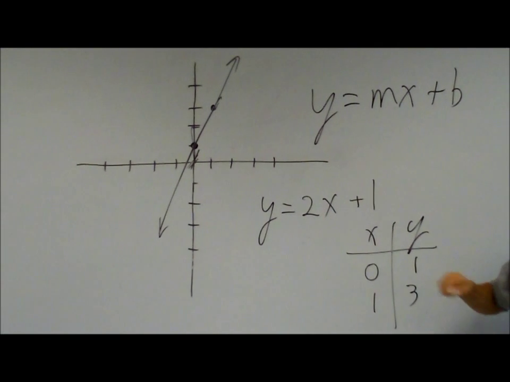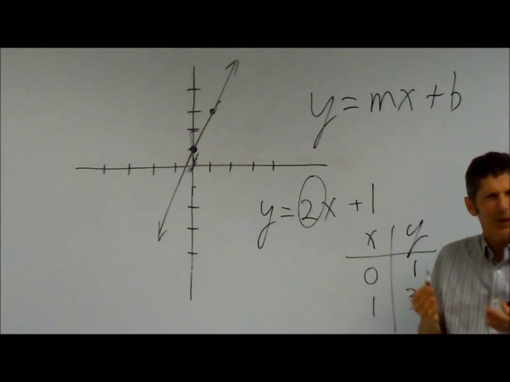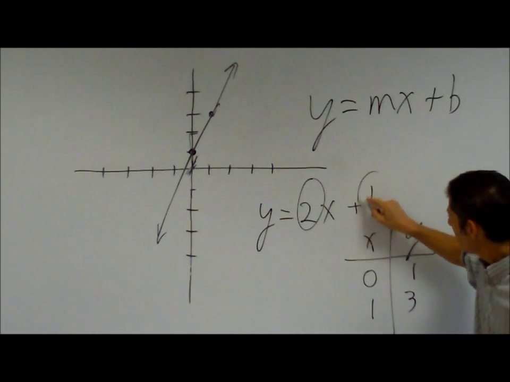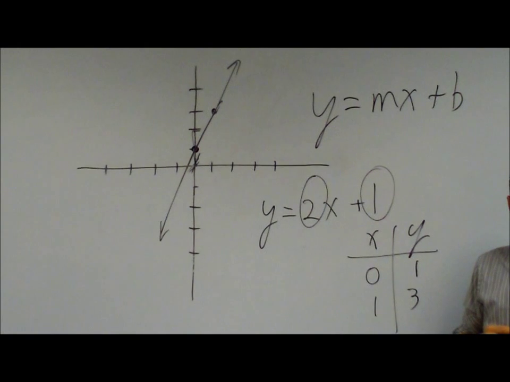I just wanted to jog your memory why this is the slope. I mean, I think it should make sense. It's really what I'm multiplying x by. It makes it steeper or less steep. And this, of course, is the y-intercept.